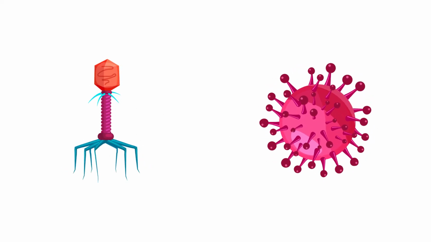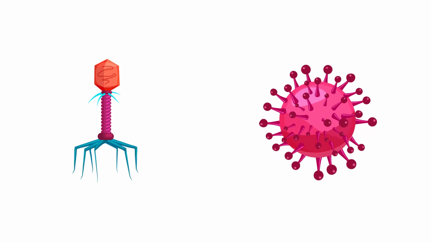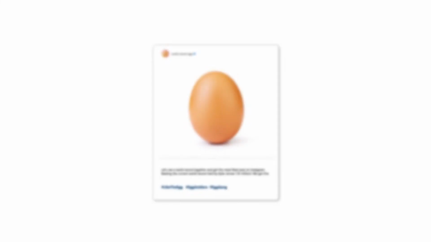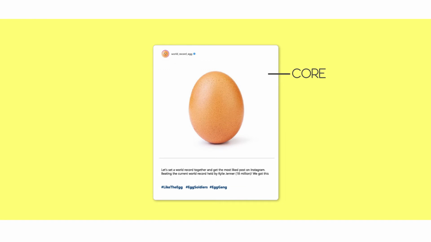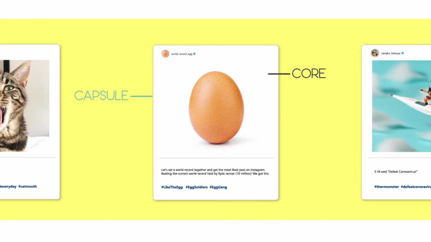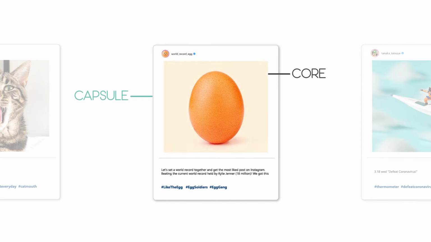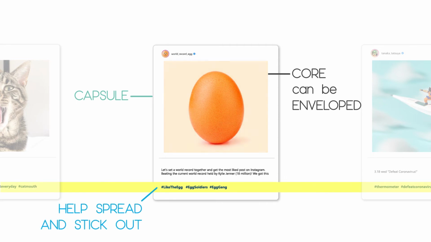As viruses are so small, the structure of a typical single virus particle, which is called a virion, is not like a normal cell. So to help understand this, let's imagine an Instagram post that's gone viral. The post has a number of key parts. The main core is the photo or image that stores all the information. The picture is encapsulated in the post so that you can see it among other posts. Some posts have filters which envelop the photo, and often posts have hashtags that help it spread and stick out in the crowd.